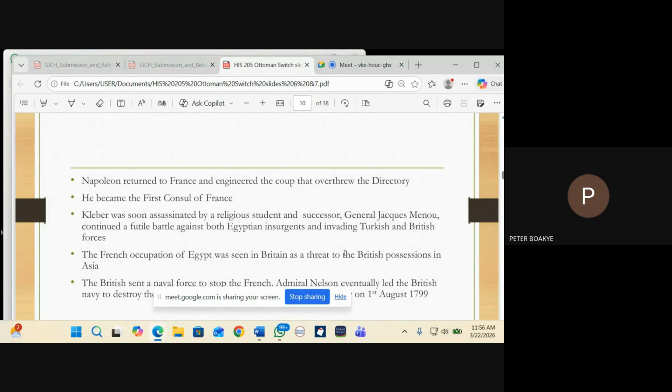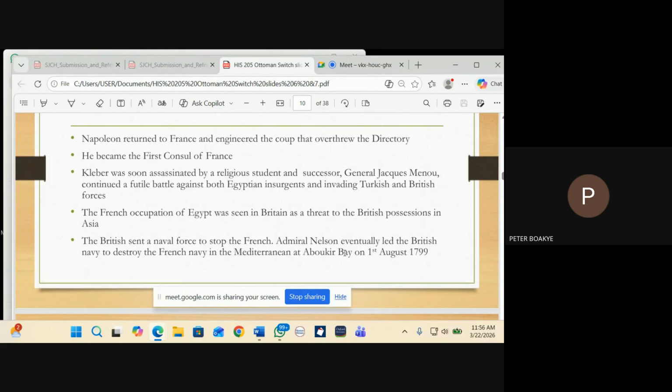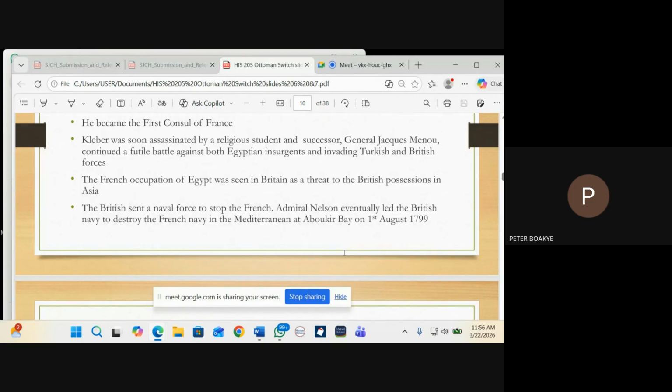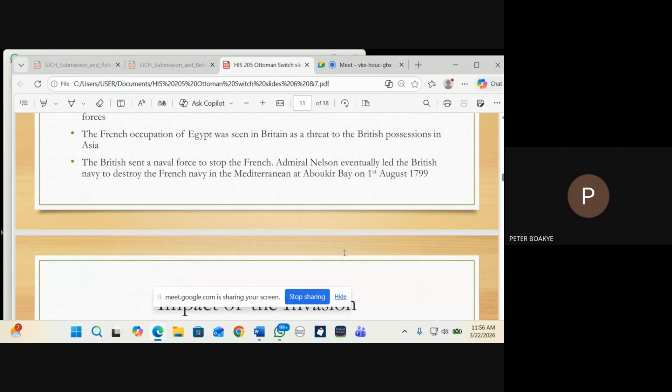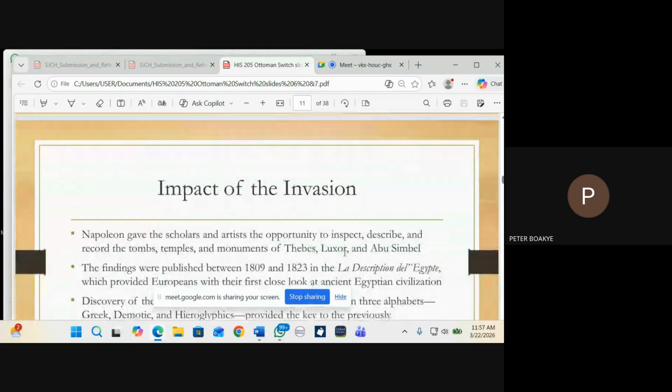Kleber was soon assassinated by a religious student, and his successor, General Jacques Menou, continued a futile battle against both Egyptian insurgents and invading Turkish and British forces. The French occupation of Egypt was seen in Britain as a threat to British possessions in Asia, and therefore the British sent a naval force to stop the French. Admiral Nelson eventually led the British Navy to destroy the French Navy in the Mediterranean at Aboukir Bay. Please take note of this: Aboukir Bay, on 1st August 1799. Take note of the place and the date.